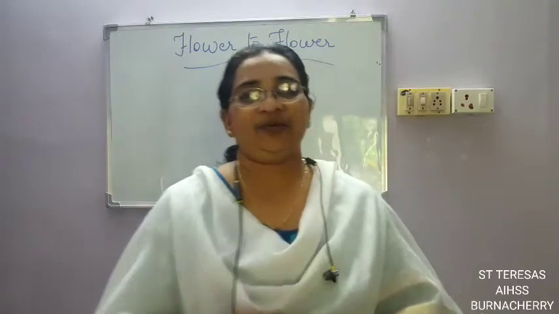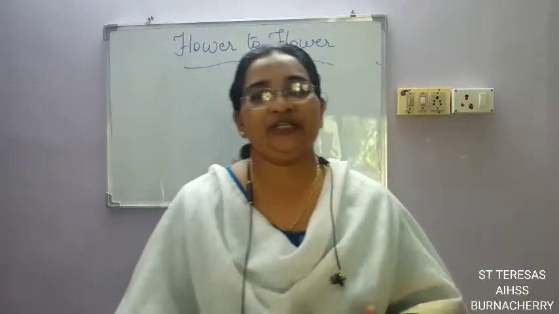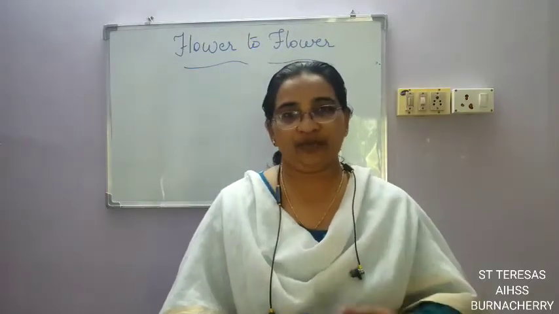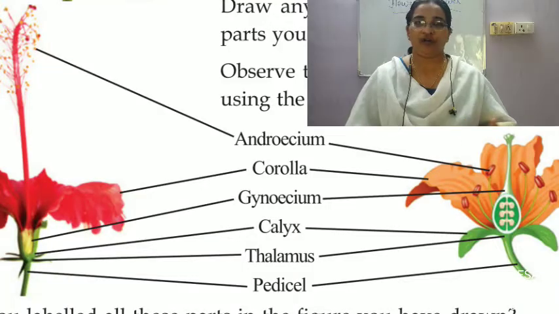Yes, children. Now we have seen what changes happen to the tomato. We also saw what will happen to the long beans plant, isn't it? Yes. So what happens to the pedicel? What happens to the corolla first? The corolla will dry and fall off.